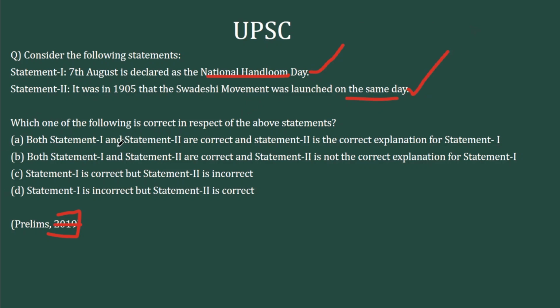Four options. Both statement 1 and statement 2 are correct and statement 2 is the correct explanation of statement 1. Both statement 1 and statement 2 are correct and statement 2 is not the correct explanation of statement 1. Statement 1 is correct, but statement 2 is incorrect. Statement 1 is incorrect, but statement 2 is correct. So, if you know the current affairs, it's an easy pick because 7th August was declared as National Handloom Day by Prime Minister Modi. If you know the context of it, it's again an easy pick. If you don't know that, then this becomes a very tricky question because the option combination is close.